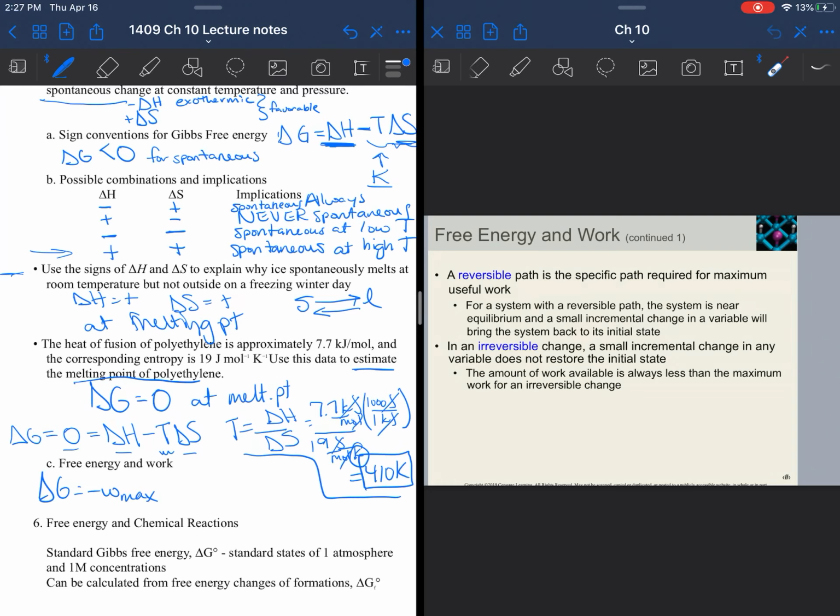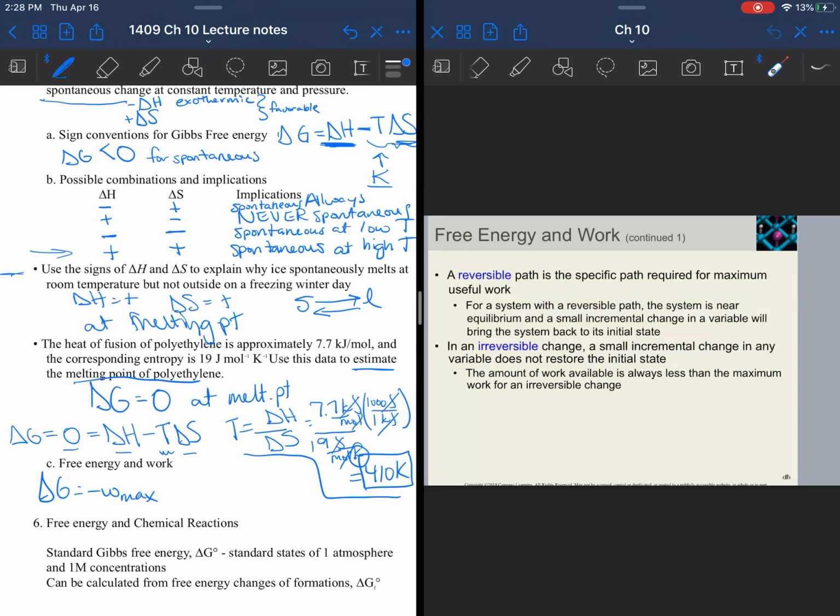Usually that requires that you make very, very small incremental changes and that your system could be returned to its starting point unchanged. Most of the reactions we're looking at are not going to be close to an equilibrium, and they are going to be considered an irreversible change. You burn a gallon of gas, that is not considered a reversible change. It would be very hard to get the CO2 and the water to react to give us gasoline.